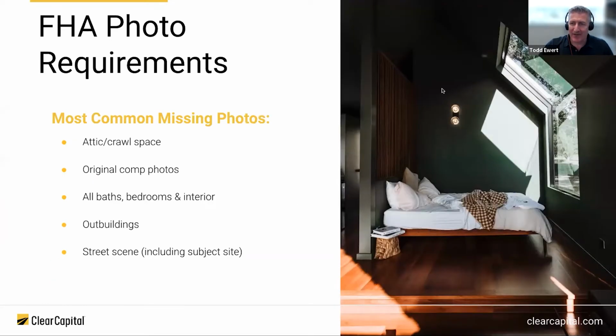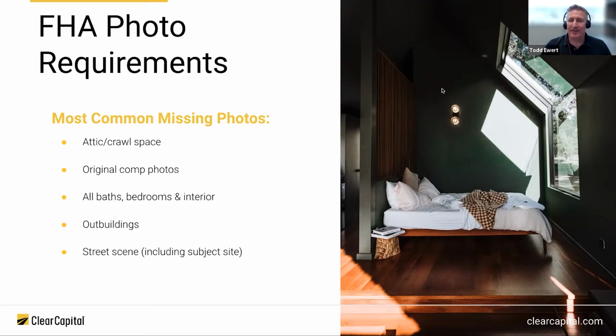All right, well, moving on to photo requirements. There is our friend, the attic and crawl space photo. Unfortunately, it's frequently missing, but it is an FHA requirement, as are original comparable photos. And I think it's important to keep in mind, if an original comparable photo is taken but the improvements are less than, if I had to put a number on it, maybe about 75% visible, consider going ahead and including an MLS photo as well as your original photo, just to make sure that the improvements are visible.